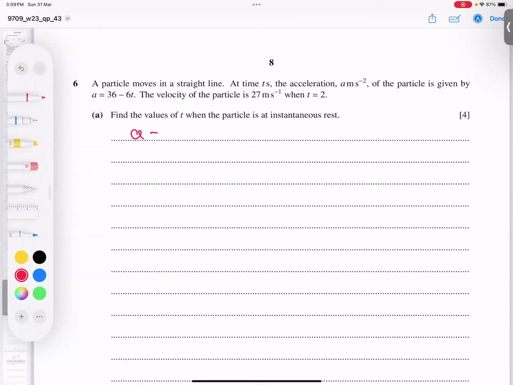Okay, let's try. Acceleration is 36 minus 6t. The velocity is given here and the time is this. So this data is given: when velocity is 27, time is 2. These are called initial conditions. He said to find the times when the particle is at rest. Rest means velocity 0, but we don't have an expression of velocity. How to get the velocity expression?